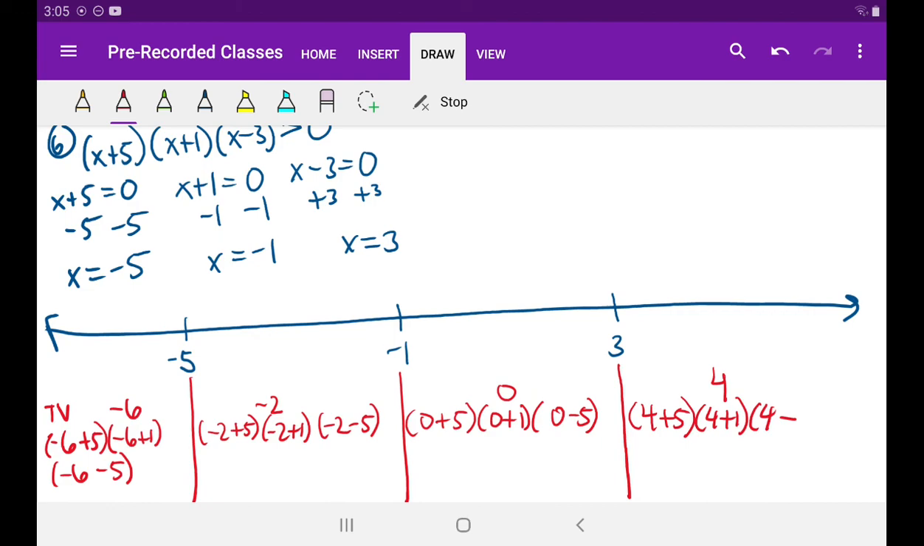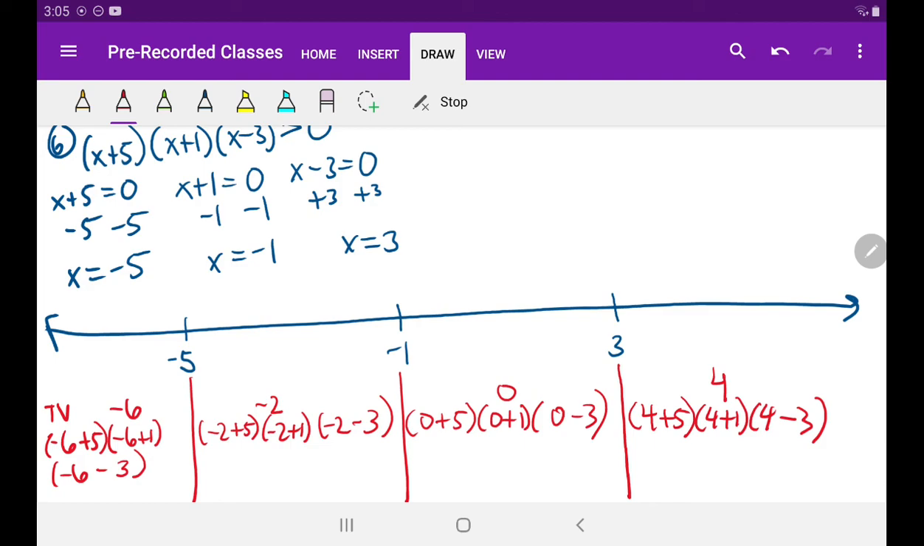I made a mistake throughout. Okay, hold on, let me change this. So this should be 3. I just copied it down wrong when I was writing it in. And then this last one, this is a 3, and then this is 4 minus 3.